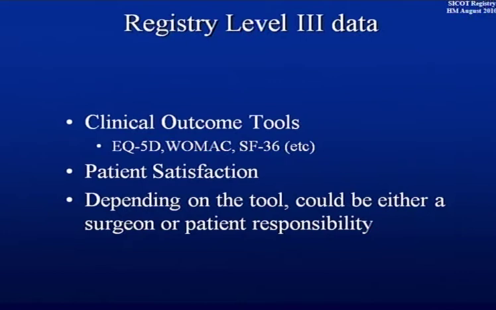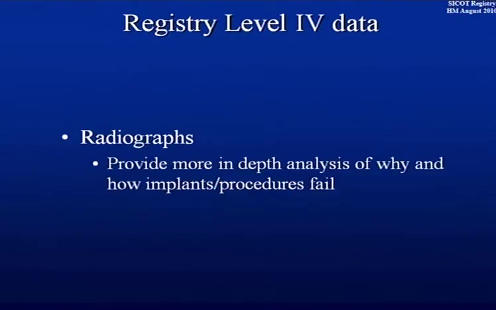Then go to level 3 data. Outcome tools. Ask the patient, how are you doing? With different standardized score systems. Patient satisfaction. And depending on the tool, this could be a surgeon or a patient responsibility. Of course, move it towards the latter and ask the patient, how are they doing? And level 4, we have the fortune, or misfortune, that we can actually look at the x-ray post-operatively and follow-up and predict and go back in that way and more in detail analyze what is the surgeon's role in the failure of what we are looking at. I don't think we need any more new implants. We need better education of our surgeons.